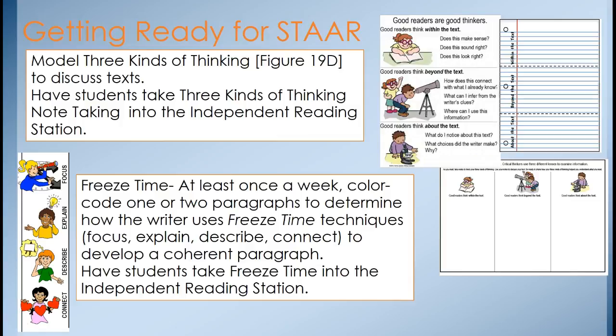So a great thing to do is freeze time at least once a week. Color code one or two paragraphs to determine how the writer uses freeze time. How did that writer do that? It will help them slow down and look at what authors do. And even on the STAR passages, slow down and really read about what the author of that passage wanted them to know.